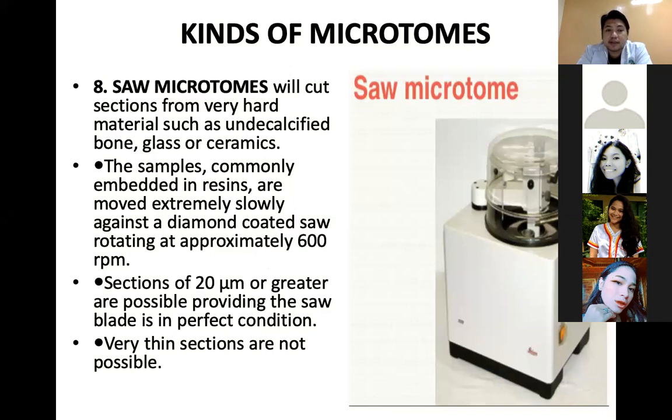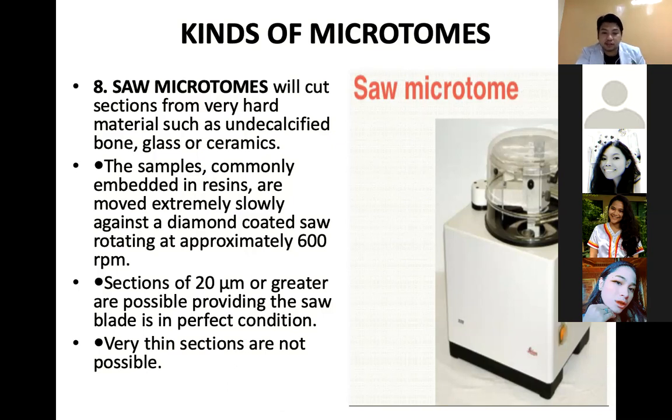Another one is the saw microtome. This will cut sections that are very hard. Such specimens are undecalcified bones, glass or ceramics. The samples, commonly embedded in resins, are moved extremely slowly against a diamond-coated saw rotating at approximately 600 RPM. Sections of 20 micrometers or greater are possible, provided the saw blade is in perfect condition.